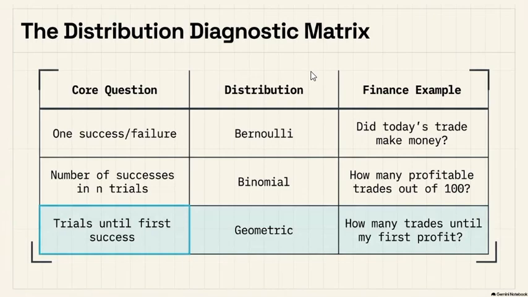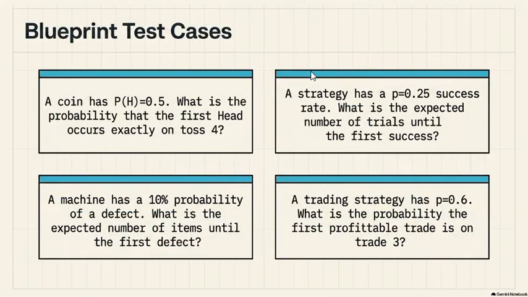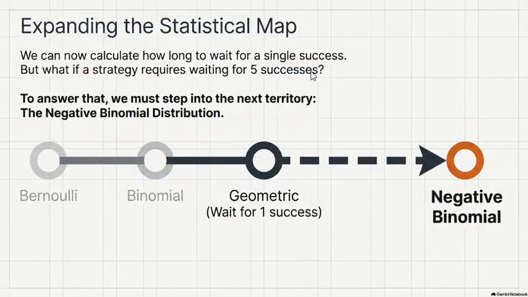Let's revise our diagnostic metrics. Core question, distribution: one trial success is Bernoulli, number of successes is binomial, and trials until first success is geometric. We have some homework questions for you. You can clearly see them on the screen.